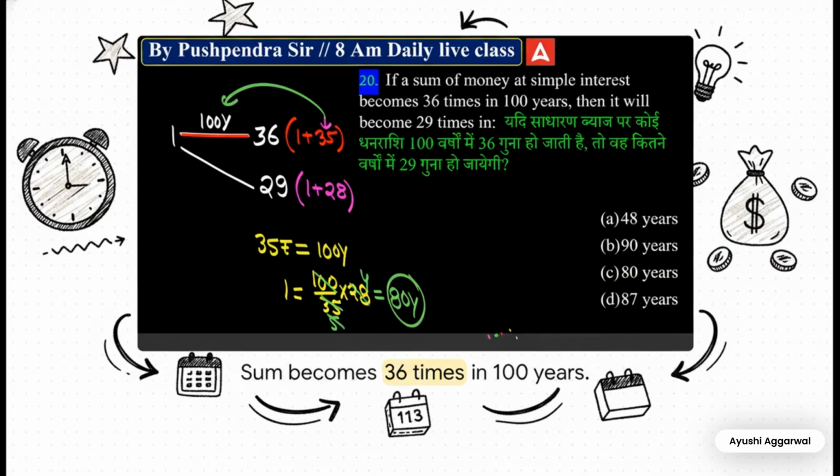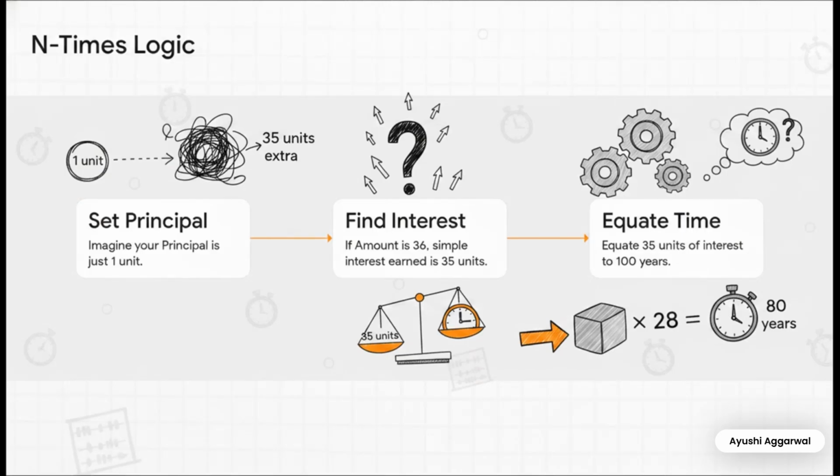The question says, if a sum of money at simple interest becomes 36 times in 100 years, then it will become 29 times in how many years? Now, before you rush to grab a formula, just pause for a second and observe. A sum becomes 36 times. What does that actually mean for our interest? Let's break down the logic step by step.